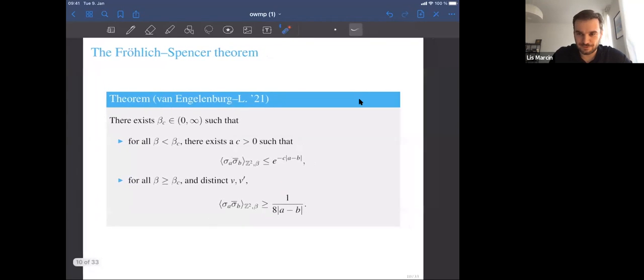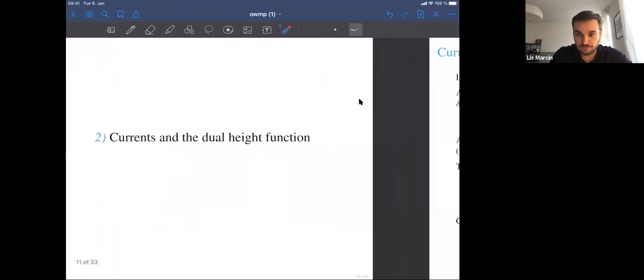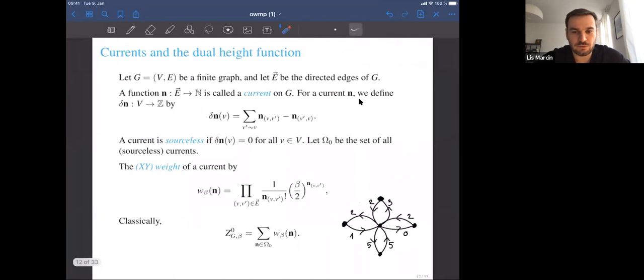Okay, so I will go on to define these discrete models that I will talk about. First of all, we have the same graph now, and I endow it also with a set of directed edges. So each edge gets 2 copies oriented in both ways, as in this picture of mine. And then I call a current an integer valued function on these directed edges. So that's just the definition of a current.